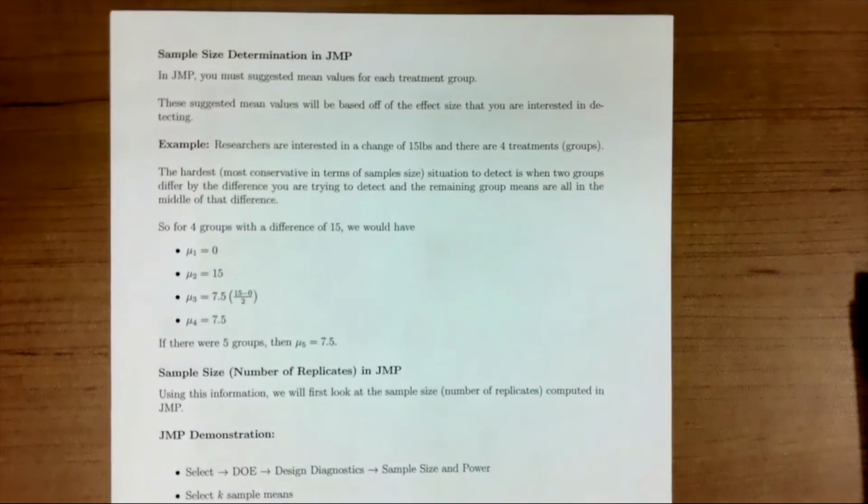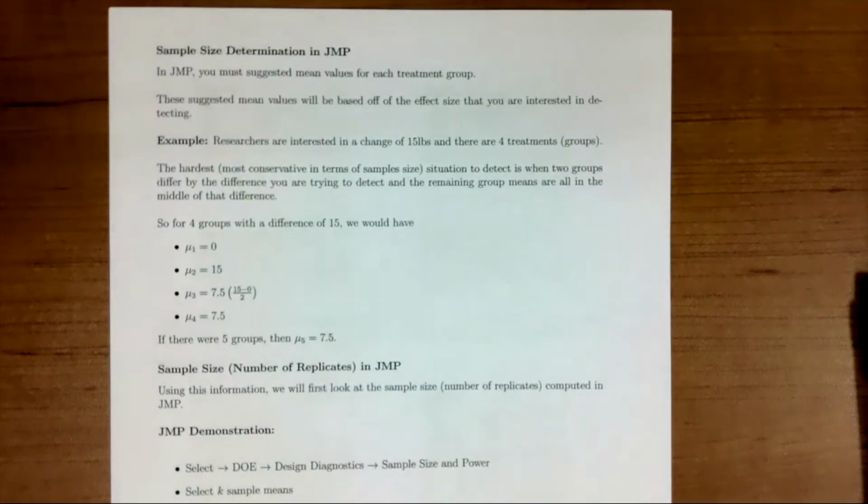Okay. So in JMP or R or other software, you have to put in your mean values for the treatments. The reason for this is that those mean values will tell our software how many groups you have. And again, in this case, our researchers are interested in a change of 15 and we have 4 groups. The hardest situation to detect if 2 groups differ by a specific difference is when those 2 groups differ and then the remaining groups are centered in the middle of those.